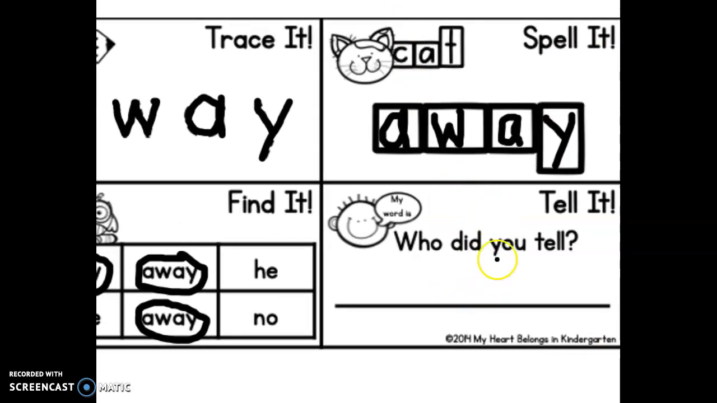And then finally down here, the last box, who did you tell? Go ahead, you can tell it to mom, dad, grandma, grandpa, your brother, your sister. You can even say it back to me if you want to. So on the count of 3, go ahead and say it to somebody. 1, 2, 3, away. Put a check mark in the box, and you guys are finished.